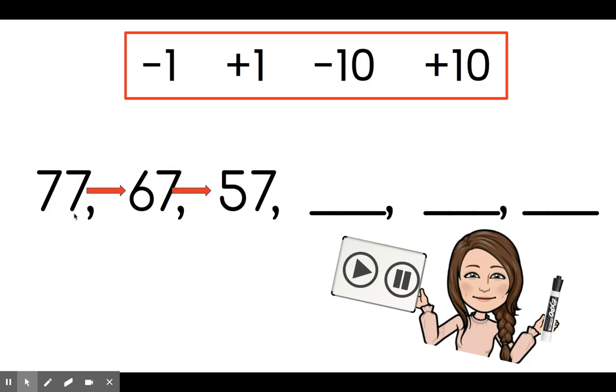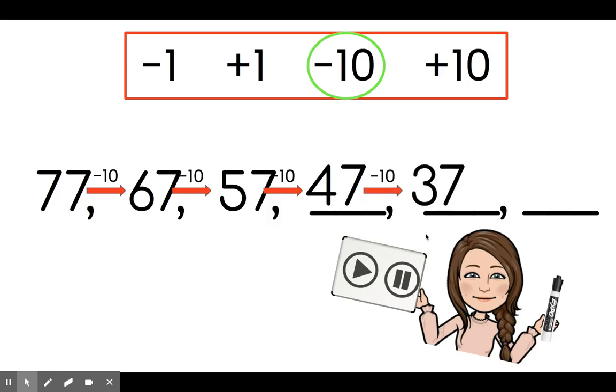But the digit in the 10's place value spot is decreasing by 1, which means each time we're subtracting 10. 77 subtract 10 is 67. Subtract 10 is 57. We have to keep the same pattern. Let's subtract 10 from 57. We now have 47. Subtract 10. 37. Subtract 10. 27. The number in the tens place value spot decreased by one group of 10 each time.